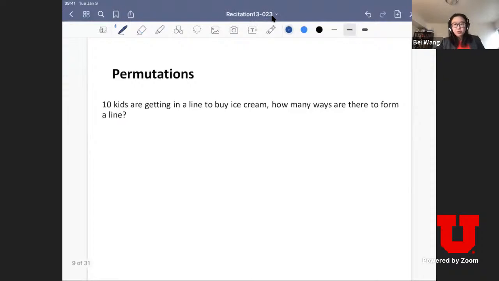Right, so again, this should take you roughly half a minute, right? So, you have 10 kids getting into a line to buy ice cream. And how many ways are there to form a line? Okay, do I have a volunteer?